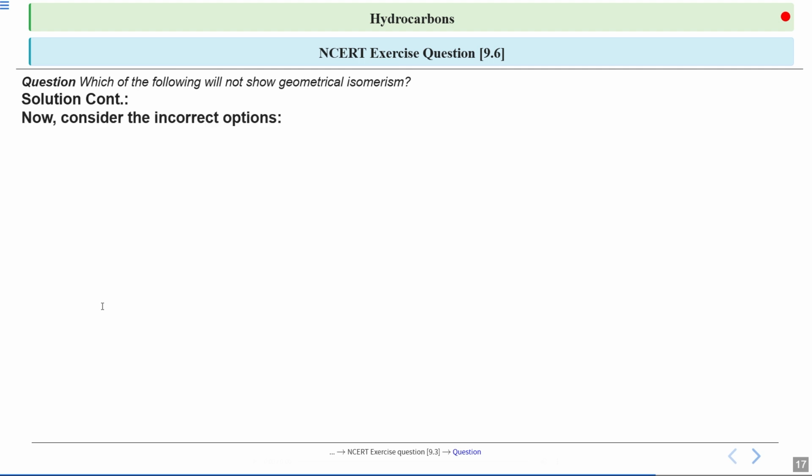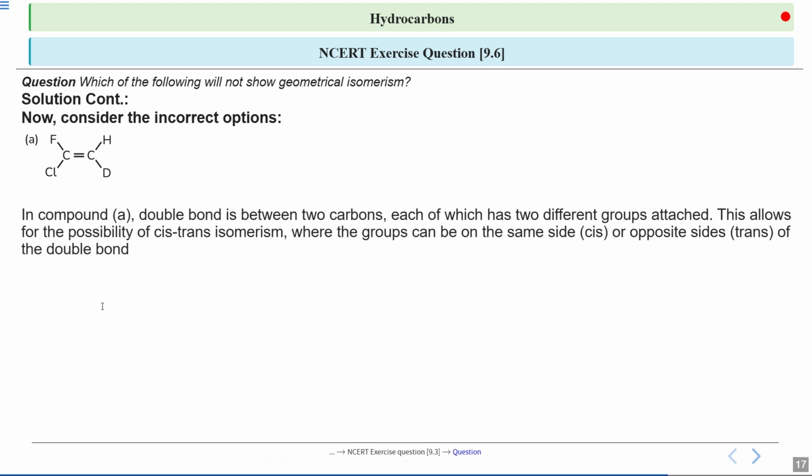Now moving on further, can we look at the other molecules given in the question? Yes, let us consider the incorrect options now. Starting with option A. So this is your molecule. In compound A, the double bond is between two carbons, each of which has two different groups attached. This allows for possible cis-trans isomerism where the groups can be on the same side or opposite sides. You can see very clearly that both the carbons have two different groups. Hence, option A is not correct.